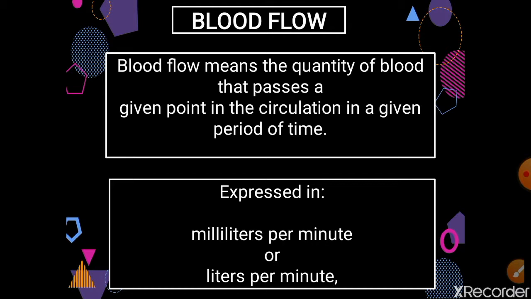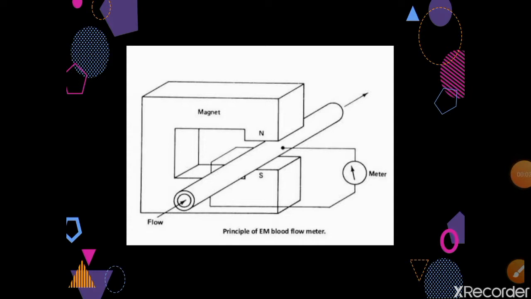Blood flow is defined as the quantity of blood that passes through a given point in the circulation in a given period of time. The value of blood flow is expressed as milliliters per minute or liters per minute. Scientists have devised multiple methods to estimate the blood flow through a blood vessel. One such method is electromagnetic flowmetry.